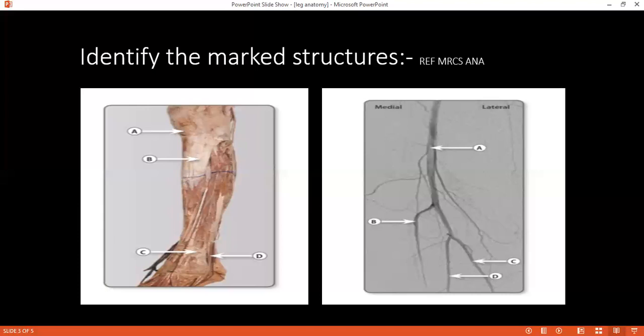So, ma'am, the person would not be able to evert the foot, and there would be loss of sensation on the lateral aspect of the leg and the dorsum of the foot, except the first dorsal web space.